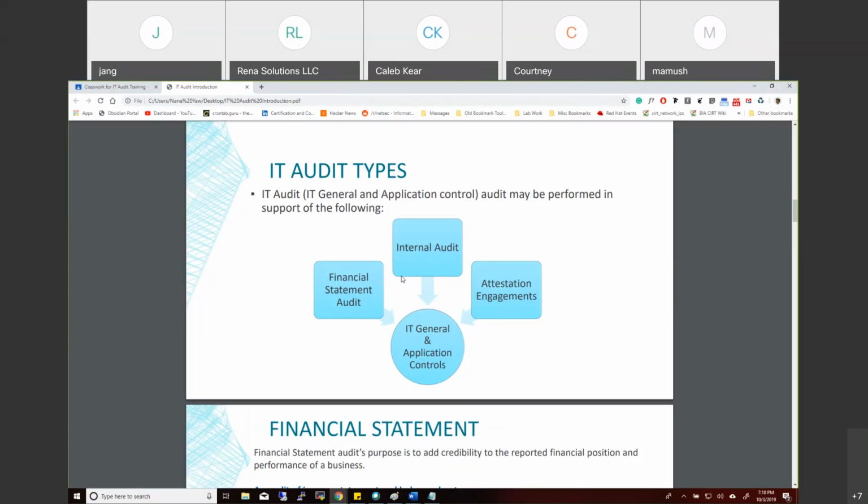So we have financial statement audit, internal audit, and what we call attestation engagement audit. The arrow that you see pointing to IT general and application controls is saying that we perform IT general and application controls testing in support of these three types of audit. That clear? Does that make sense? If it doesn't, please ask. Make sure you ask a question so I can either rephrase or give examples. Okay.